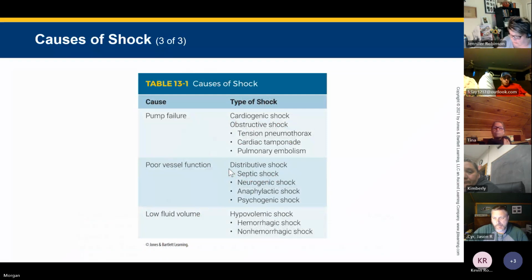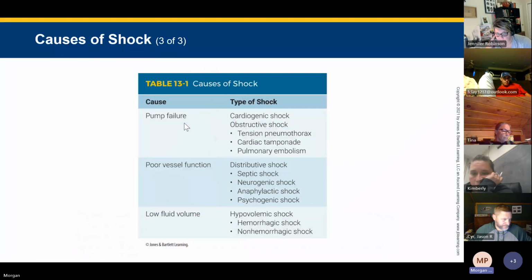So what's that? Getting back to homeostasis. Yeah, that's what our body's always trying to do. So these are some of the reasons for the causes of shock, the pump failure or cardiogenic shock.